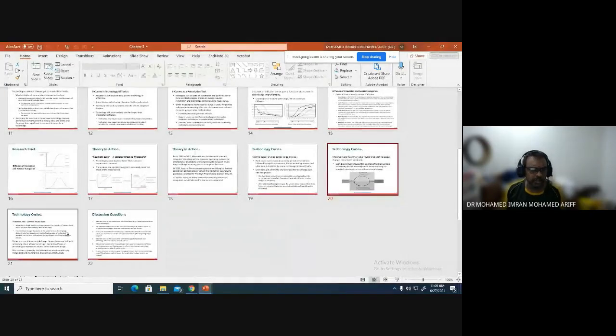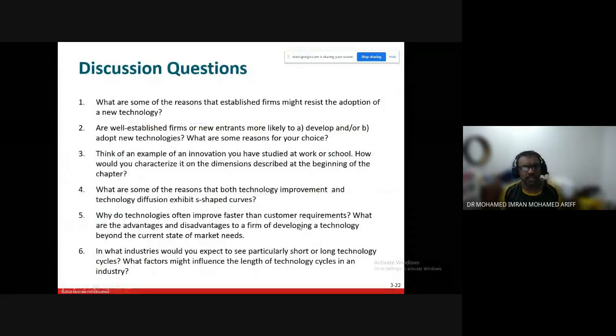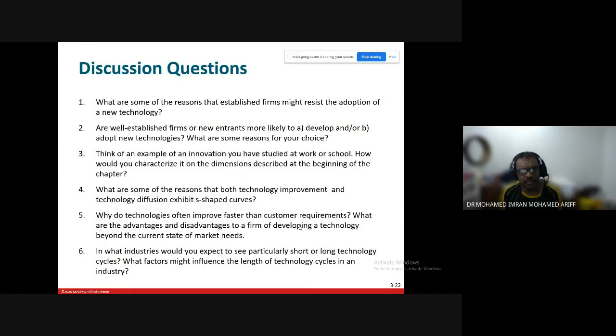So this is a very short chapter. So, some of the discussion questions. What are some reasons that established firms might resist adoption of new technology? Think of an example of innovation that you have studied at school or work. So these are the things you do.